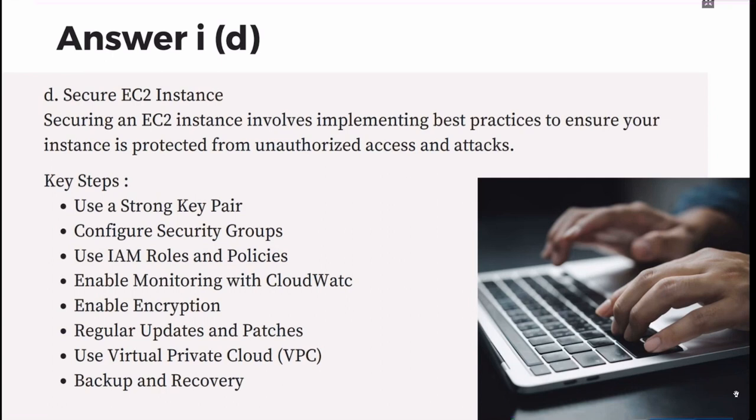Okay, so for D, secure EC2 instance. Securing an EC2 instance involves implementing best practices to ensure your instance is protected from unauthorized access and attacks. So here are the key steps. There are 8 of them. The first one is use a strong key pair, and then you need to configure security groups. You also need to use IAM roles and policies, and then you need to enable monitoring with CloudWatch.